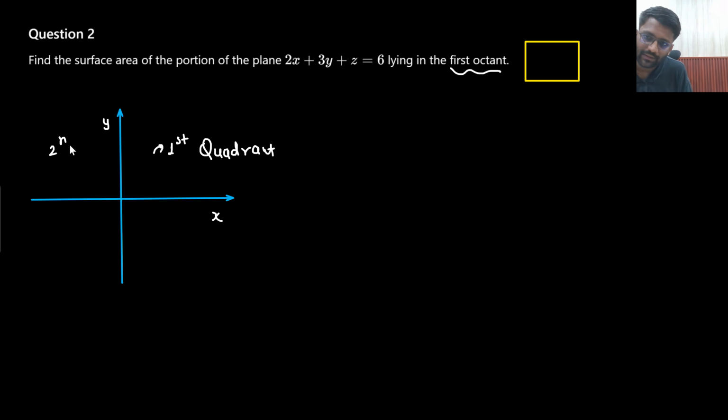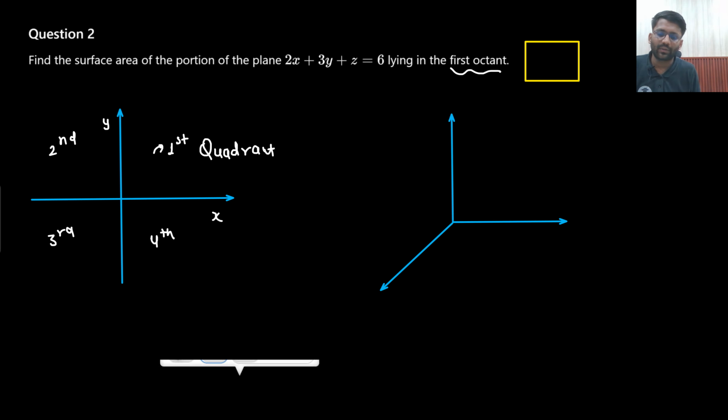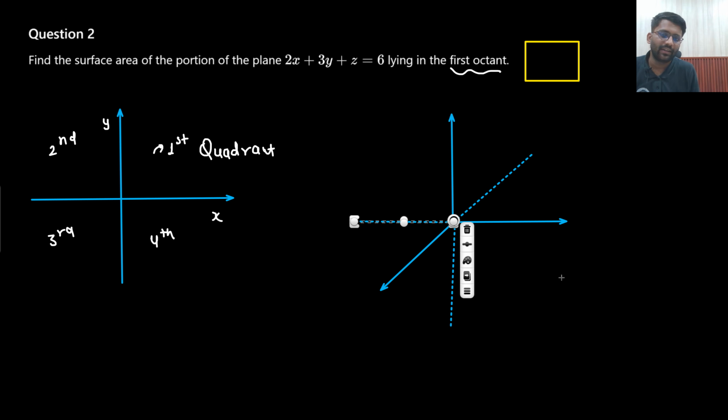This is second quadrant, this is third, and this is fourth. When there are three axes, you will end up making 8 octants. If you look closely, if you are able to visualize, then very easily you can think that we are making 8 octants. Which 8?